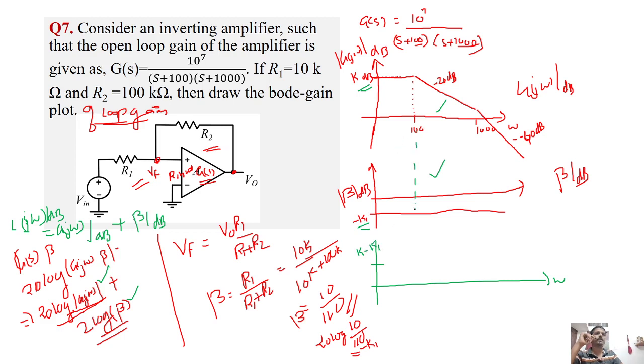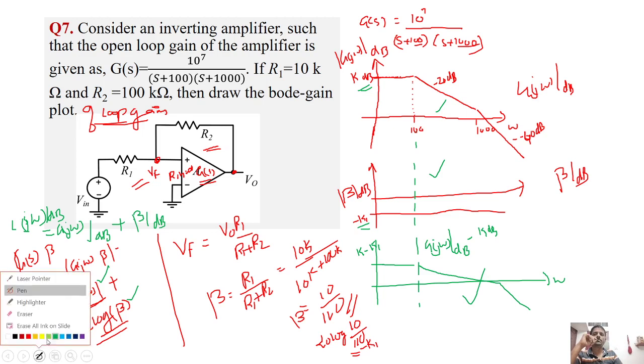And we just need to subtract. So I'll get somewhat like this graph. I have subtracted k1 dB from G of j omega in dB. So this is the Bode plot of the loop gain. Okay, so this is what we have plotted.